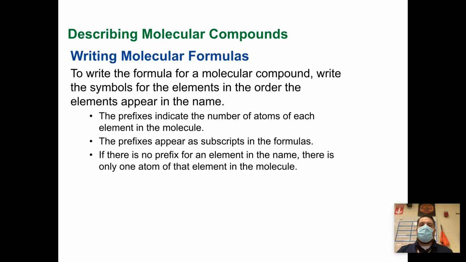Okay? So to write the formula for a molecular compound, write the symbols for the elements in the order the elements appear in the name. All right? The prefixes indicate the number of atoms of each element in the molecule. The prefixes appear as subscripts in the formula, and if there is no prefix, there is only one atom of that element in the molecule. Okay? In other words, if I just say N, you don't write a subscript 1, right? So you should only see a subscript of 2 or 3. The little numbers below is what subscript means.